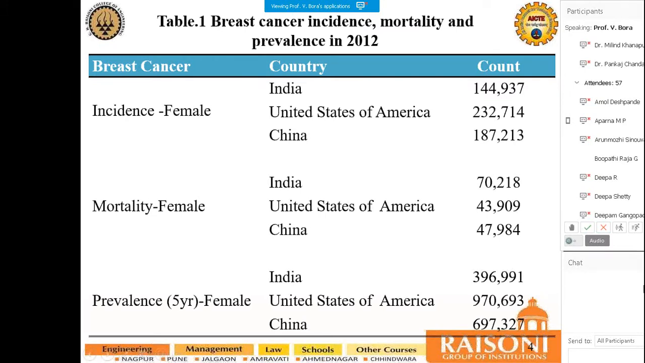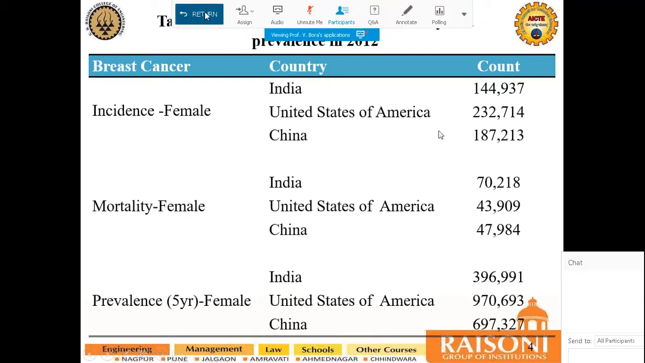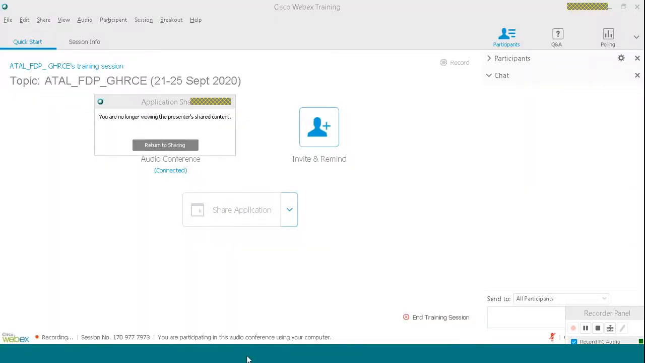The incidence in India being compared with 3 countries: India, US and China. This was the incidence rate. This was the mortality rate. Okay, and this was the prevalence, that is prediction for the 5 years.